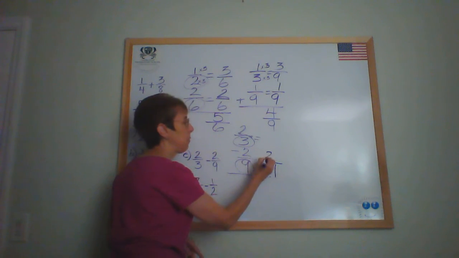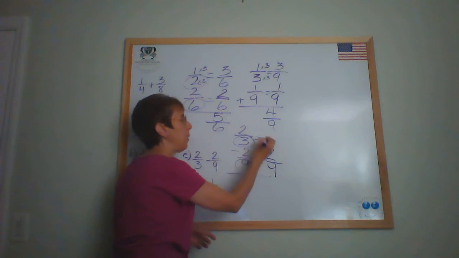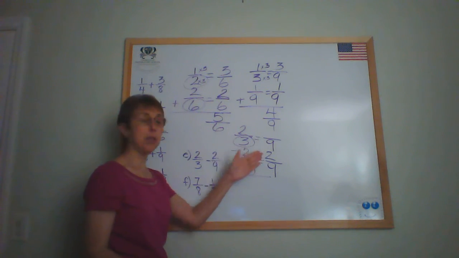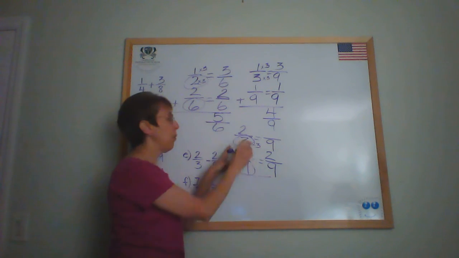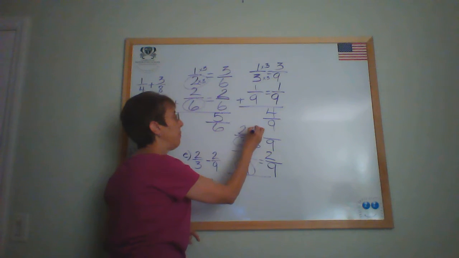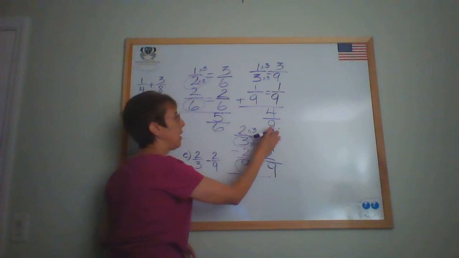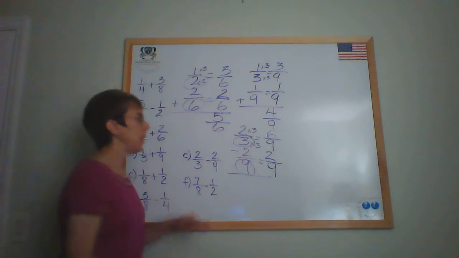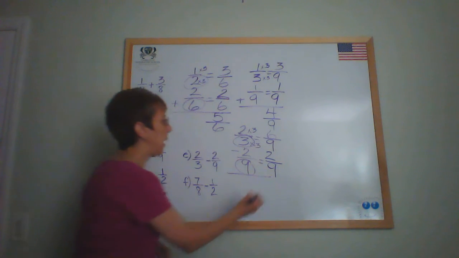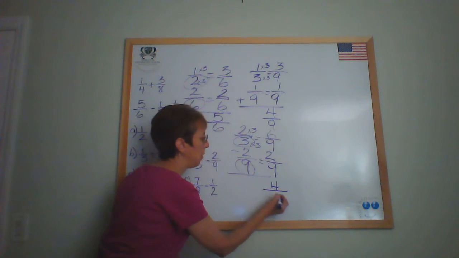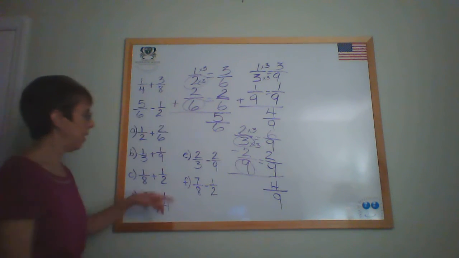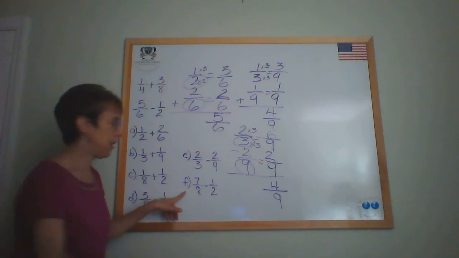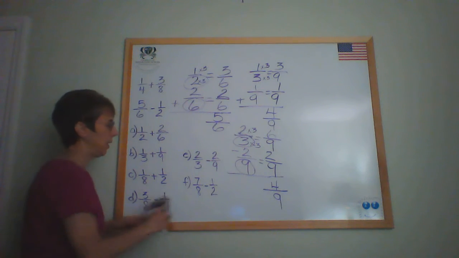So 2/9 remains 2/9. And now we're going to change the 2/3 to ninths. What do we do to 3 to get 9? We multiply by 3. 3 times 3 equals 9, and 2 times 3 equals 6. So now we have 6/9 minus 2/9, which equals 4/9. And then the last one is 7/8 minus 1/2.